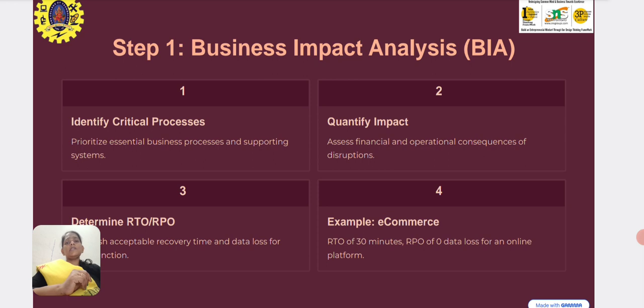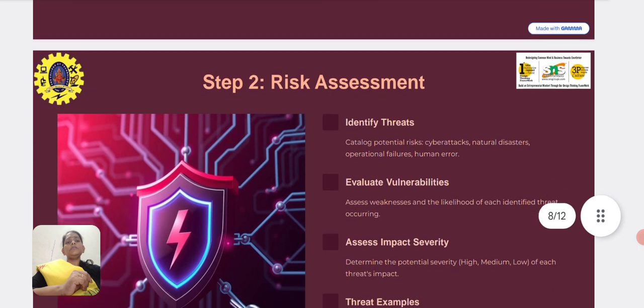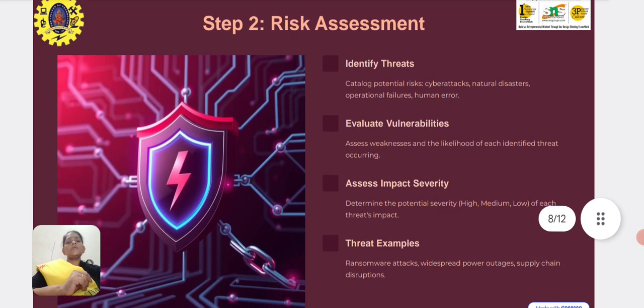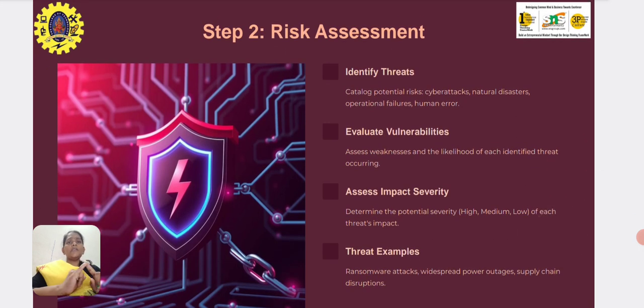Next, let us discuss risk assessment. The main points of risk assessment are, first, you have to identify the threats, that is cyber attacks, natural disasters, or human errors. Next, you have to evaluate the vulnerabilities to the threats. And third, you have to assess the severity, whether high, medium, or low, of each and every risk. Example, ransomware, power outages, or supply chain disruption. These things you have to monitor.